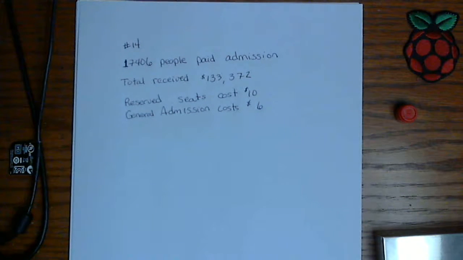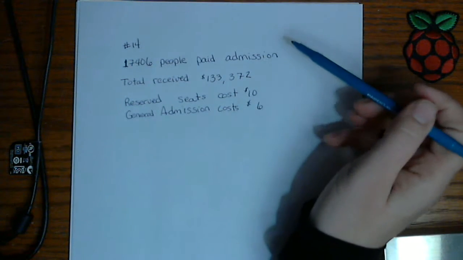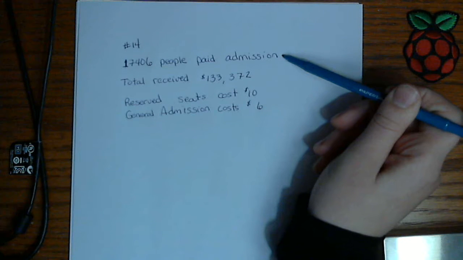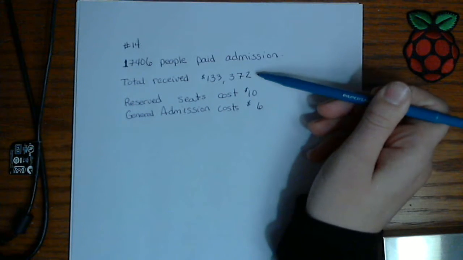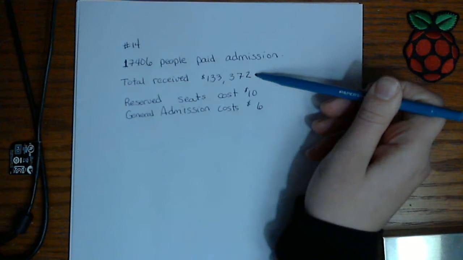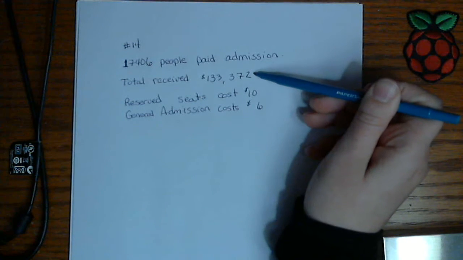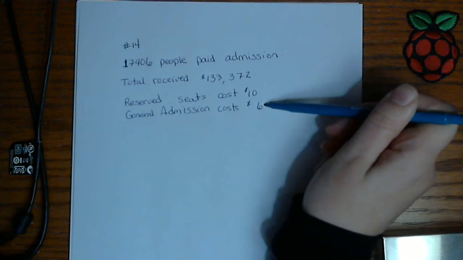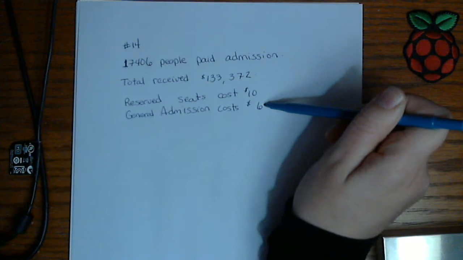I've summarized all the information from the problem right here. So this is the stuff that I was telling you when I read it off. First of all, there were 17,406 people who paid admission. The total amount received was $133,372, and that was collected from $10 reserved seats and $6 general admission costs.